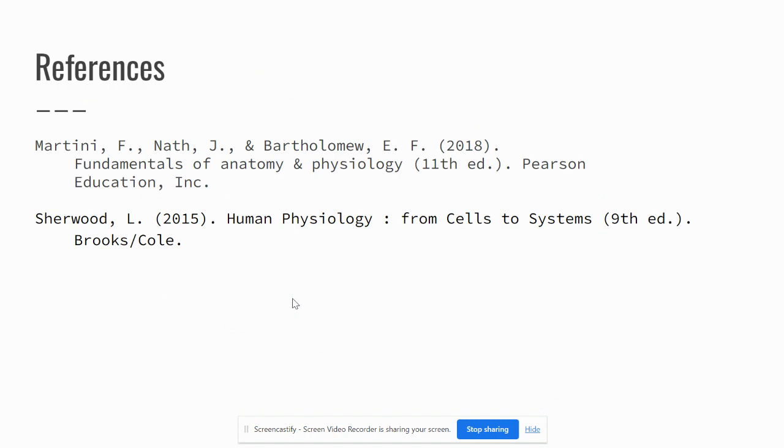And then these are my references. One of the references I use is the textbook that we use in my physiology and anatomy class, and the other is from our own textbook. And I will have this link uploaded as soon as possible and turned in.